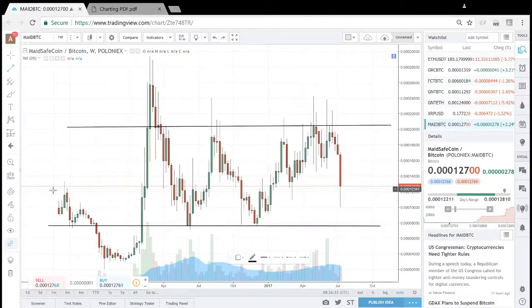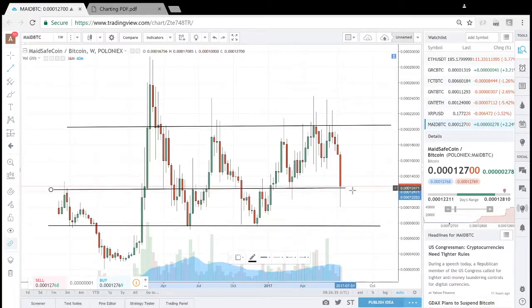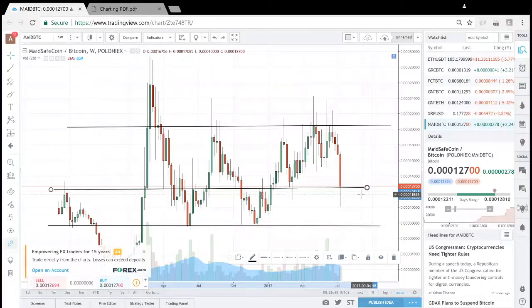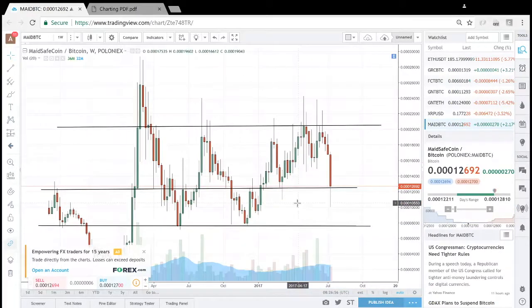So let's try to draw some more. You can draw as many as you want, because this support and resistance is a very important indicator. It shows at which points the prices will fluctuate within. So it's important for you to do this. This is essentially support and resistance.